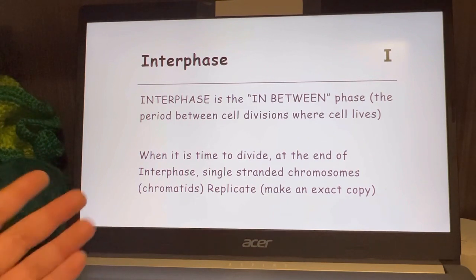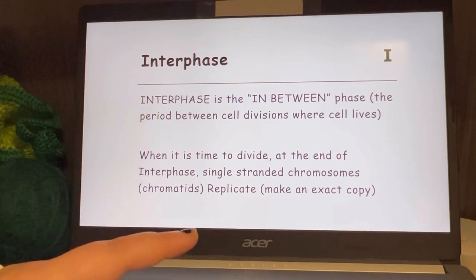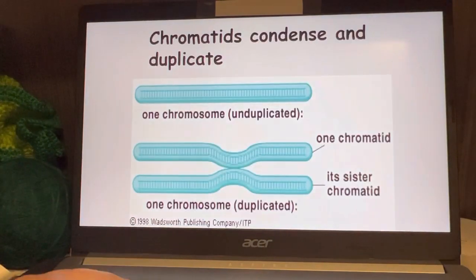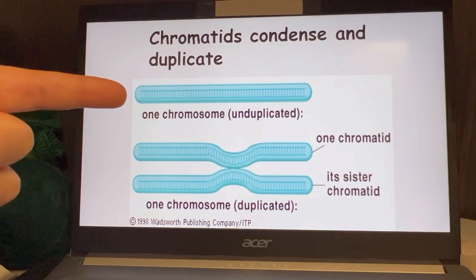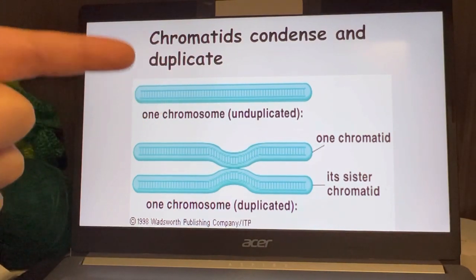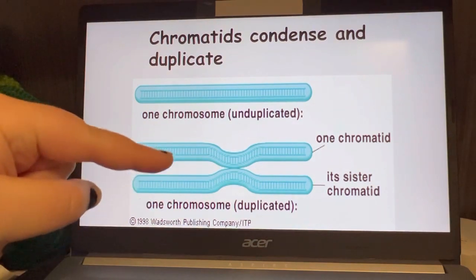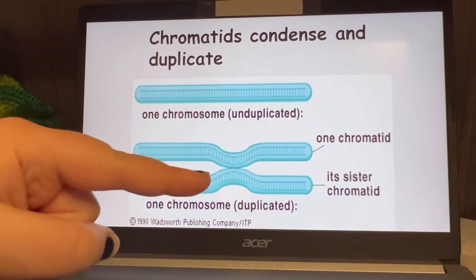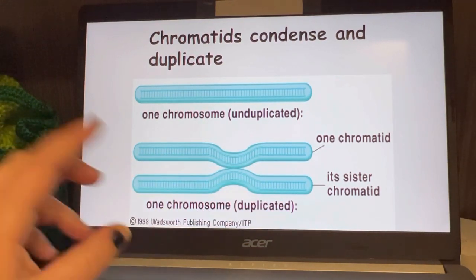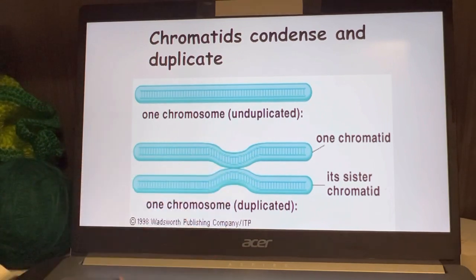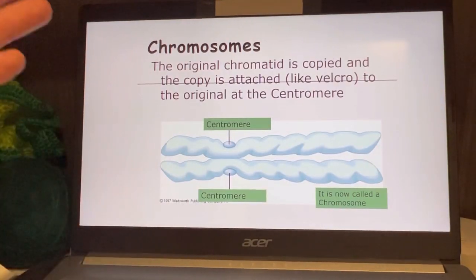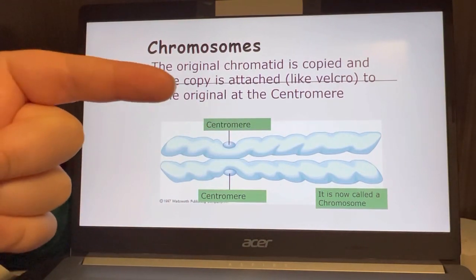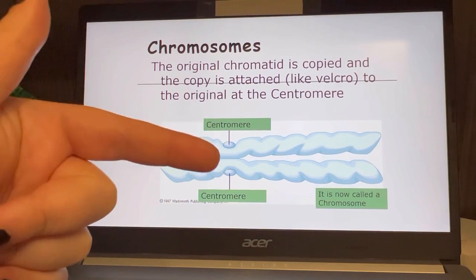So when it's time to divide, at the end of interphase, single-stranded chromosomes, also known as chromatids, replicate, making an exact copy of themselves. Alright, so we have one chromosome, or a chromatid, just chilling out there, going through interphase, and then it duplicates itself. So now we have one chromosome duplicated. This is one chromatid, and this is its sister chromatid. Okay? And they're the exact same, and they pair up here in the middle. The original chromatid, that's the one single strand, is copied, and the copy is attached like Velcro to the original at the centromere.